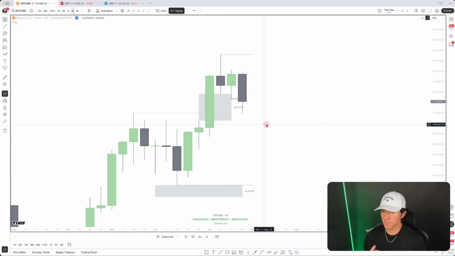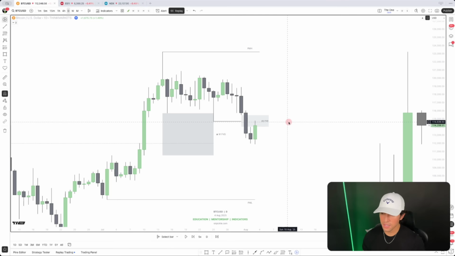But moving along, this is beautiful weekly context. We are perfectly touching and respecting that fair value area. We can look for longs out of here. So let's go down into the daily chart and confirm that there isn't any sort of daily fair value gaps against us on this move lower right here. So let's go take a look at that.